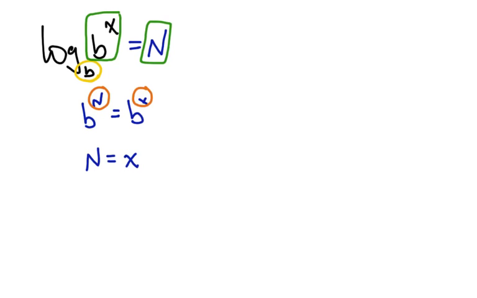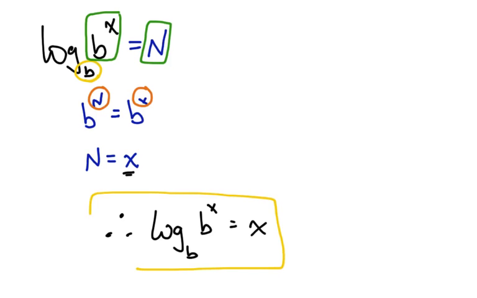And that is huge because we said that n is our solution, x. Therefore, if we have log base b of b to the x, it's going to equal x. It might seem like a completely random statement, but let's take a look at it. Something really awesome is happening right here. When the base of the log and the base of the exponent are equal, these things end up canceling each other, and all we're left with is x.